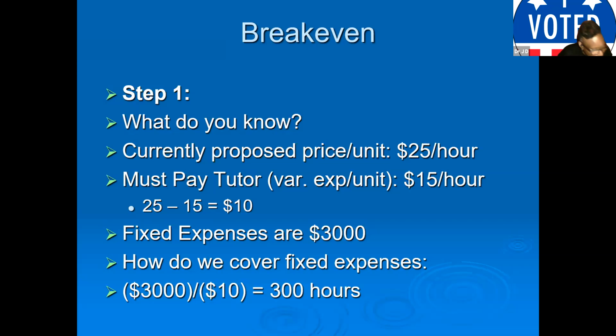The fixed expenses per month are $3,000. That's the rent, internet, etc. How do we cover those? We know that if it's 3,000, as she wonderfully told us, that would be 300 hours. That's the 3,000 divided by the 10, which gives us 300 hours that would have to be covered. And we said, okay, does that make sense?